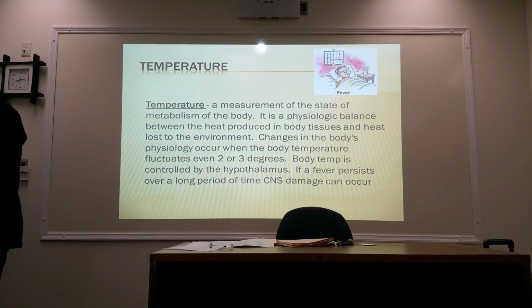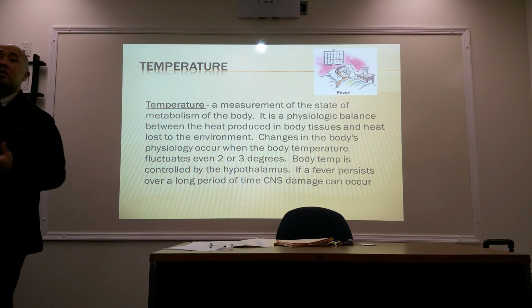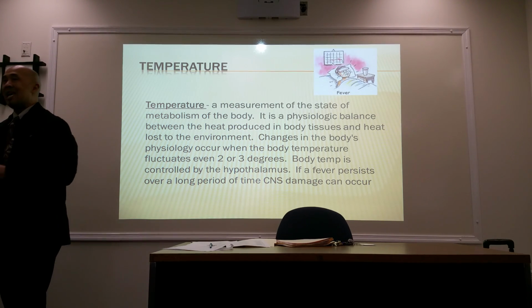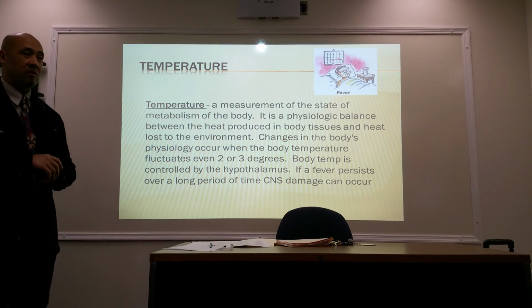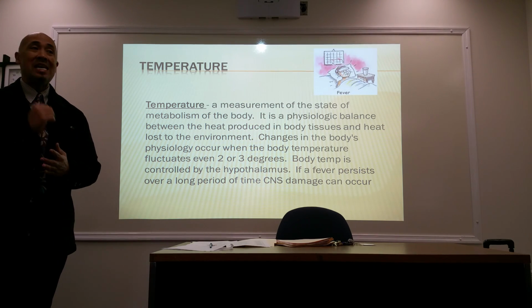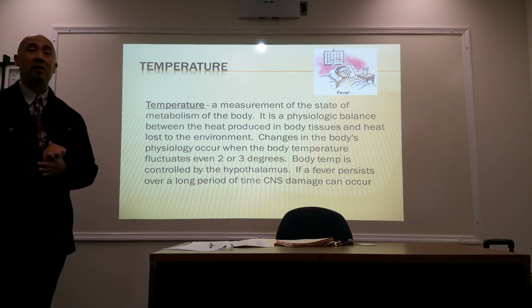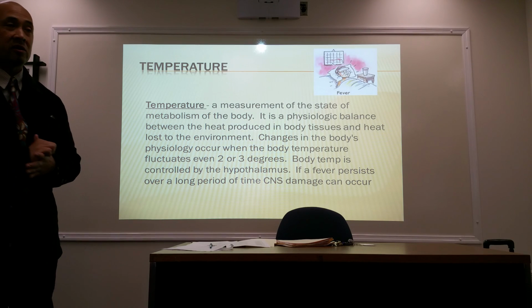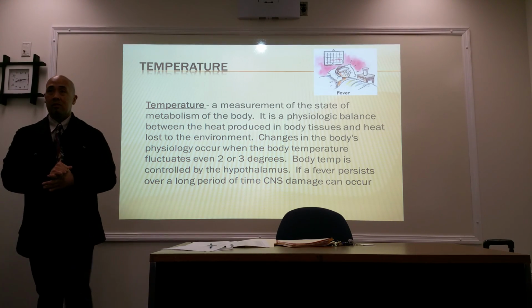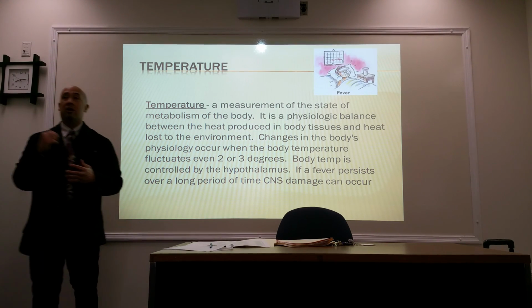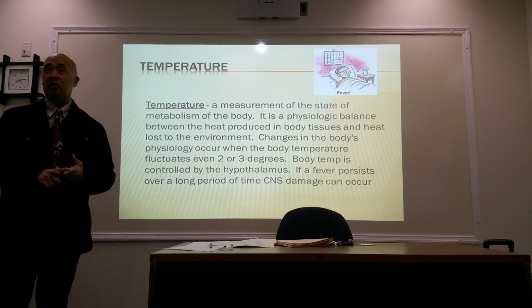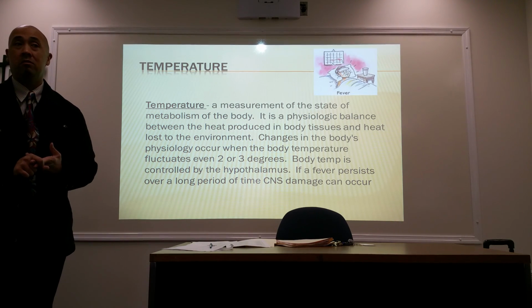Your body temperature is controlled by your hypothalamus, and as we discussed in the last couple of lectures, even with prolonged fever, we're talking about high temperatures, it can cause drastic changes in your central nervous system. The result may be seizures, convulsions, as well as coma.